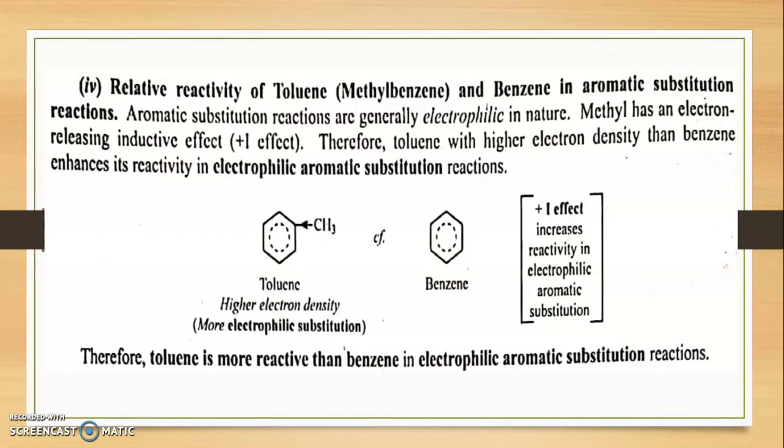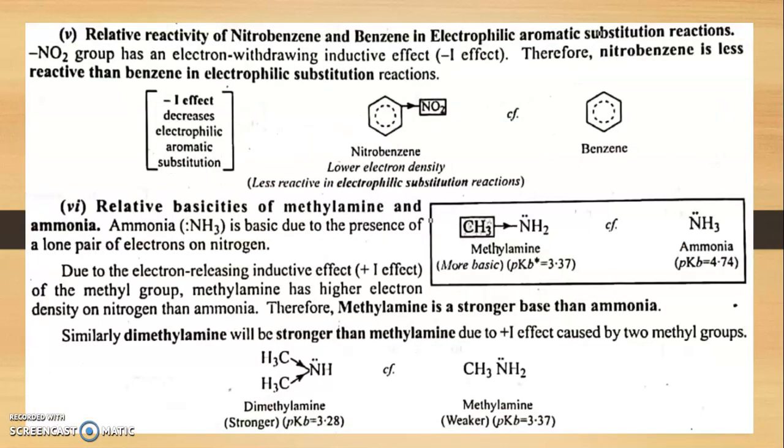Next application is the relative reactivity of toluene and benzene in the electrophilic substitution reaction. Aromatic substitution reactions are generally electrophilic. Methyl has an electron releasing inductive effect, and hence toluene, with higher electron density than benzene, enhances its reactivity in the electrophilic substitution reaction, and hence toluene is more reactive, which is due to the plus I effect.